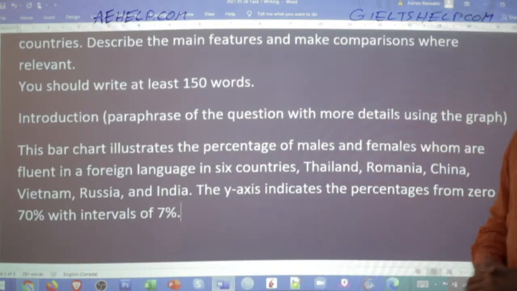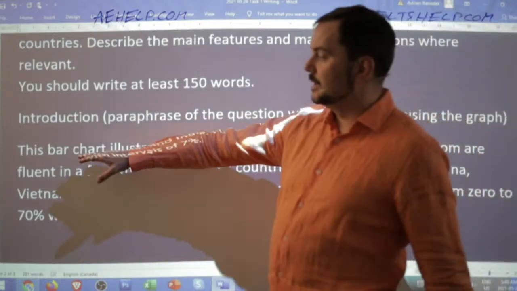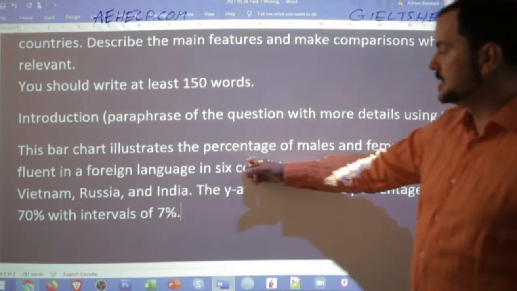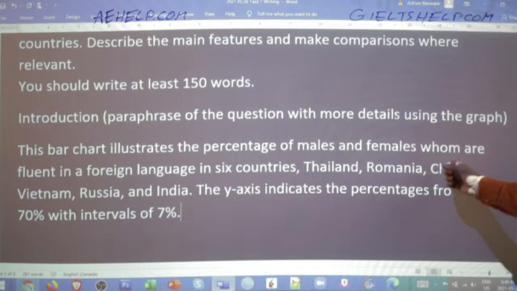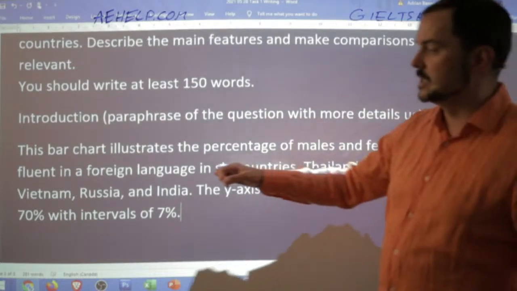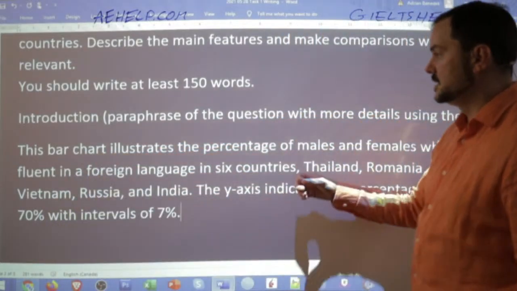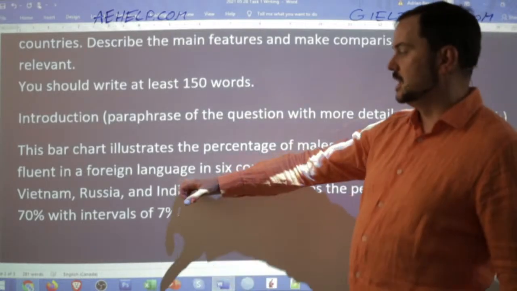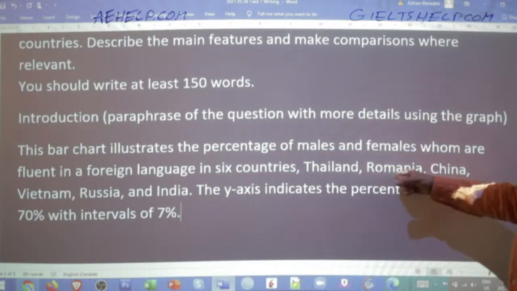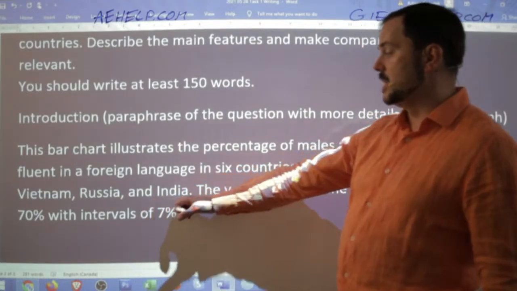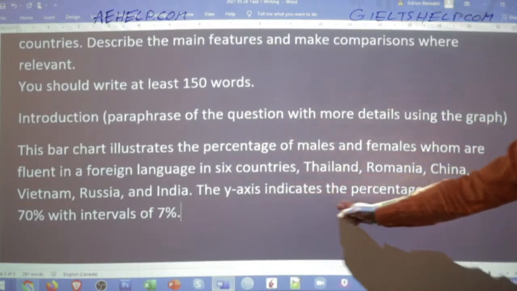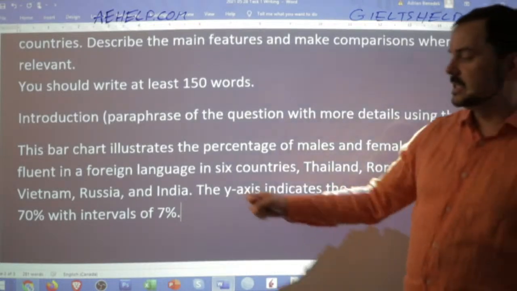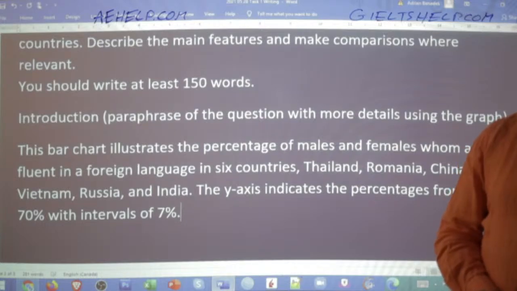Okay. Here's my introduction. The bar chart illustrates the percentage of males and females whom are fluent. The reason why I'm using whom is because the males and females are the object of the sentence, since bar chart is the subject of the sentence. So the bar chart illustrates the percentage of males and females whom are fluent in a foreign language in 6 countries: Thailand, Romania, China, Vietnam, Russia, and India. The y-axis indicates the percentages from 0 to 70 with intervals of 7%.